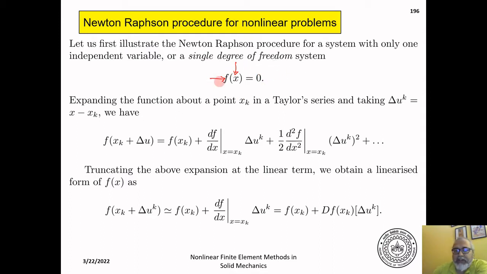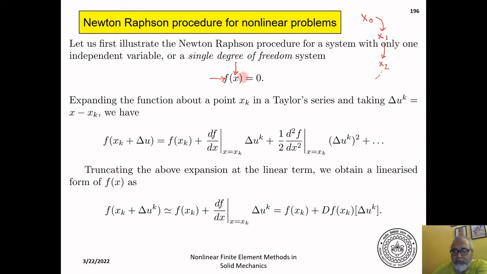The way we solve it is through an iterative method, which means we start with a guess x0. From that guess, we generate a next better estimate x1, then go on to x2, and so on, till we get a satisfactory solution to x, which makes f(x) equal to 0.